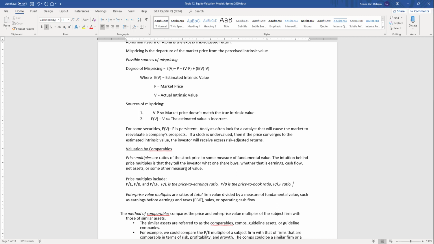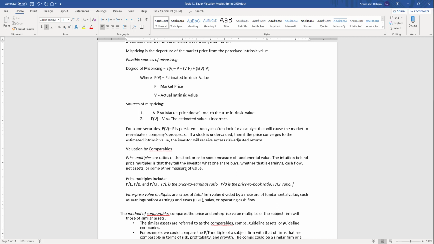Enterprise value multiples are ratios of total firm value, not just the price per share, but the total firm value divided by a measure of fundamental value, such as earnings before interest and taxes, sales, or operating cash flow. I also have used enterprise value multiples in the past to value firms, if there is something about the firm that the firm does, essentially they do one thing and it's divisible.